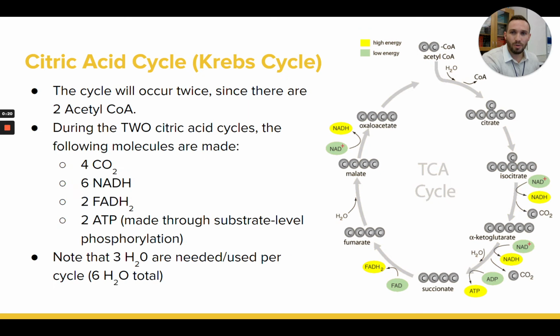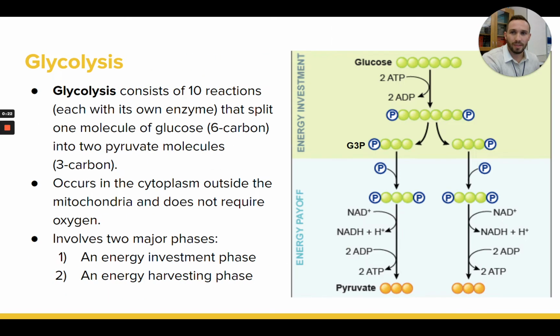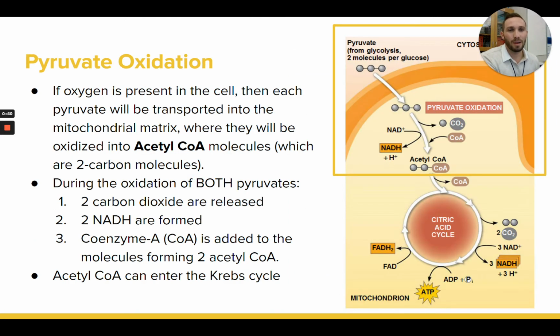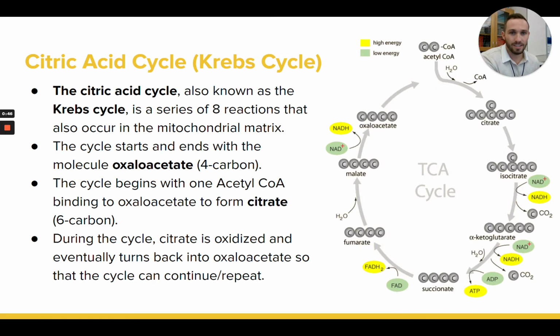So up to this point, we've talked about the first few steps in cell respiration. We talked about glycolysis, which involves glucose breaking down into pyruvate in the cytoplasm of the cell. And then that pyruvate is moved to the mitochondria where pyruvate oxidation takes place, and that pyruvate is turned into acetyl-CoA. And then the acetyl-CoA in the mitochondria is going to enter the Krebs cycle, or the citric acid cycle.